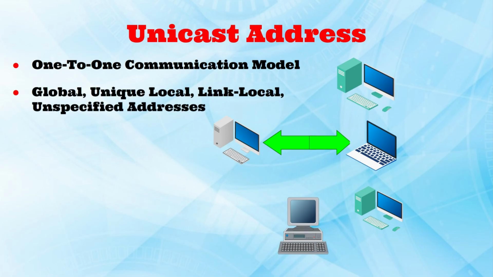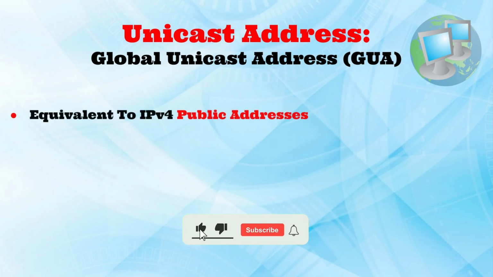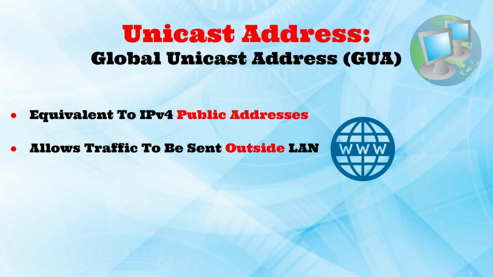Four common types of IPv6 unicast addresses are global address, unique local address, link local address, and an unspecified address. To start, global unicast addresses are equivalent to IPv4 public addresses. They allow a single interface or node to be exclusively identified on the Internet. This allows data to be sent outside of the local area network.